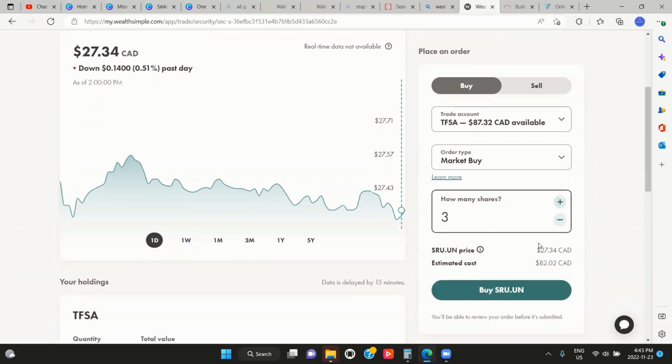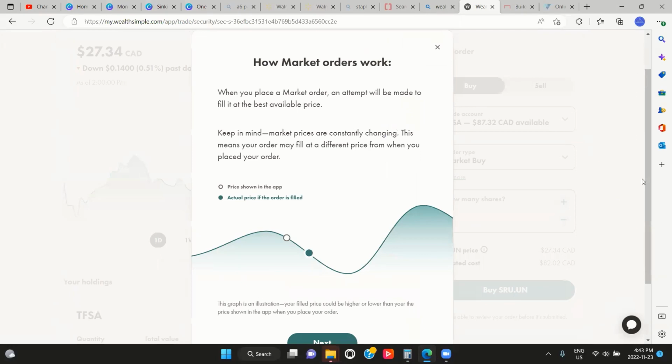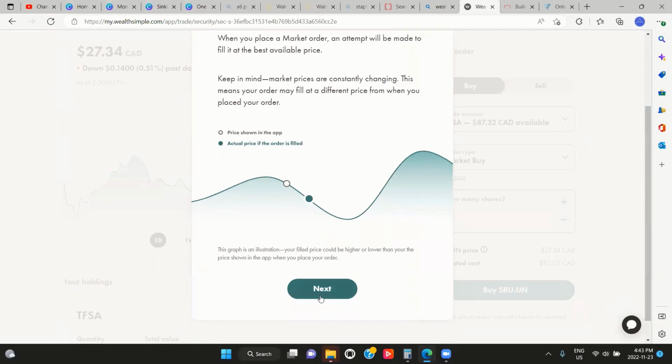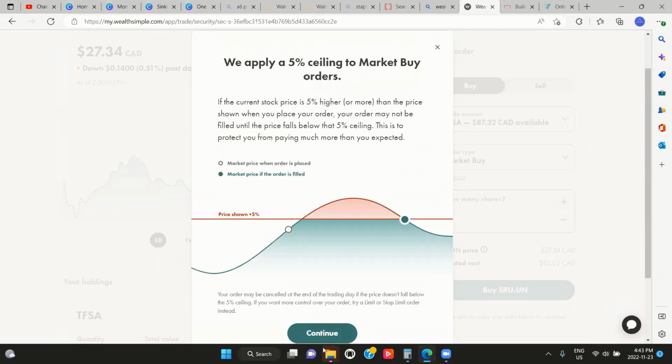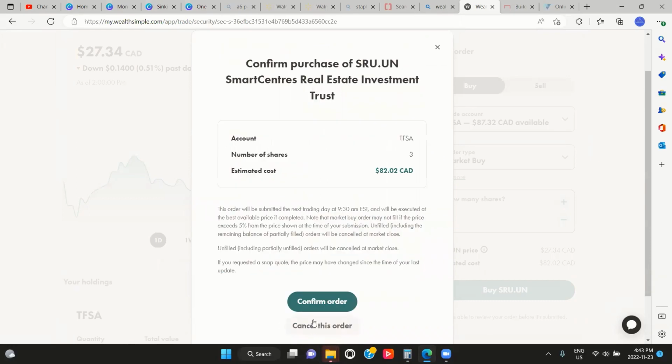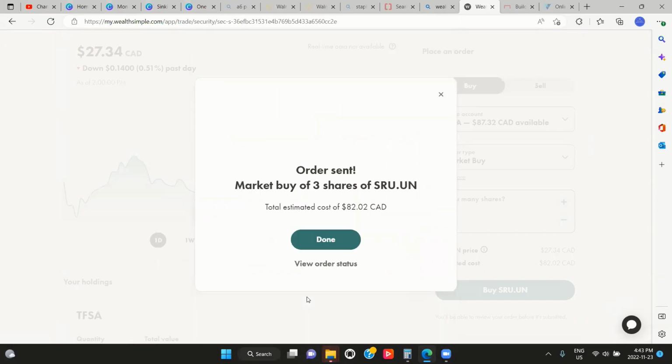All right, so I can buy three. The total for that is $82.02. The stock market is closed already right now, but it would put in my requests by the next business day, which is tomorrow. So that's fine. I'll just confirm that.